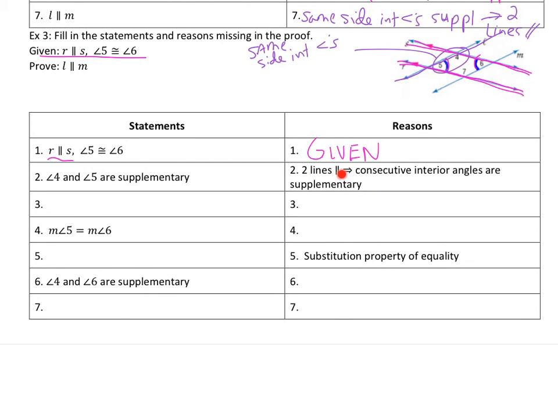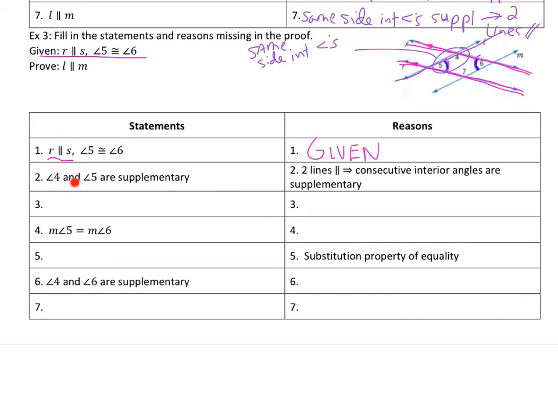So we have our two lines are parallel, so we know that the two lines are parallel to begin with, which implies that our consecutive interior angles, or same side interior angles, remember that's the same thing, are going to be supplementary to each other. So that one was given to us. Now we have to figure out what the next statement is going to be.